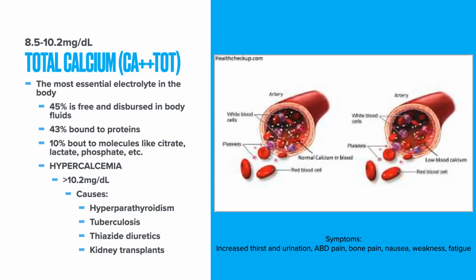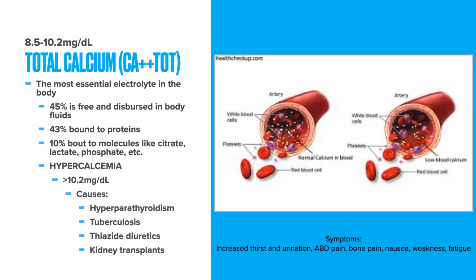And we can have hypercalcemia or hypercalcemic patients, which is greater than that 10.2 milligrams per deciliter. Obviously, if you're getting into the 15, 20-ish range, that's very hypercalcemic. I would say 10.3 is probably not considered hypercalcemic on its own. Causes of hypercalcemia include hyperparathyroidism, tuberculosis, thiazide diuretics, and then kidney transplants.